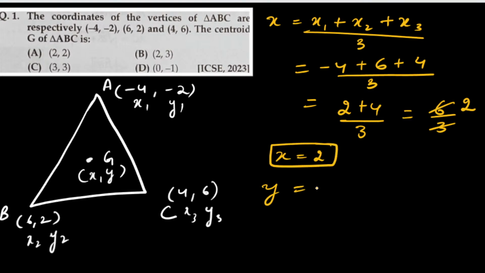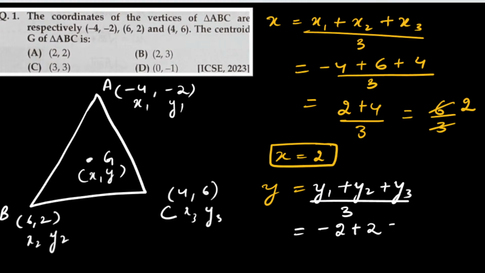Now the y coordinate we can find using the formula y1 plus y2 plus y3 by 3. So y1 is minus 2, y2 is plus 2, plus 6 by 3. So plus 2 and minus 2 will get cancelled. 2 minus 2 is 0. 6 by 3 again is equal to 2. So the coordinates of the centroid, we got both the values of x and y as 2.